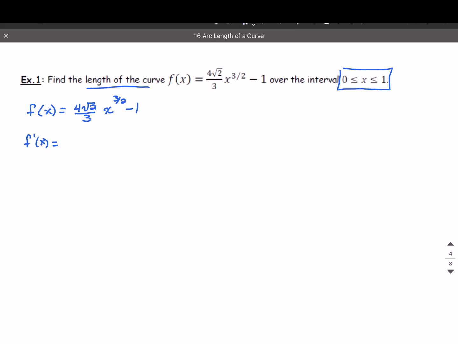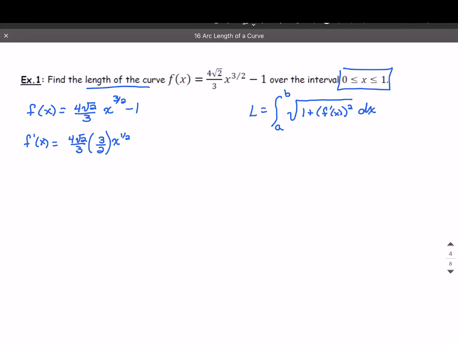Because we are in terms of x's, we're going to use that arc length formula where the arc length is the integral from a to b of the square root of 1 plus f prime of x squared dx. So let's find f prime of x. We're going to keep our constant 4 radical 2 over 3 times, now with the x, we subtract 1 from the exponent, we get 1/2, but we have to bring down that exponent 3/2. The derivative of the minus 1 is 0, so that's gone.